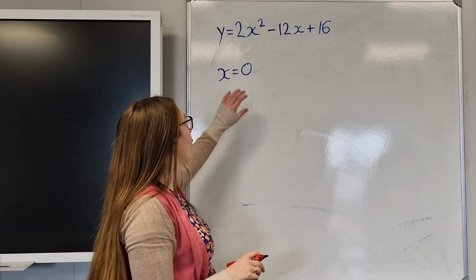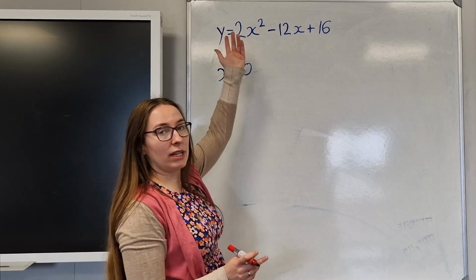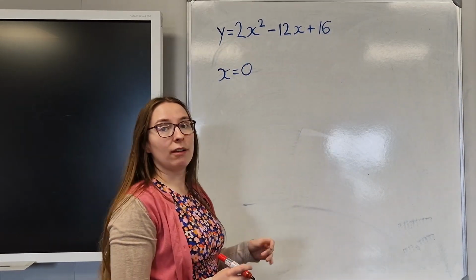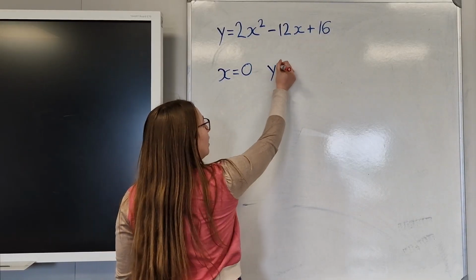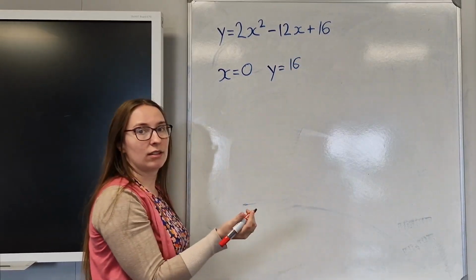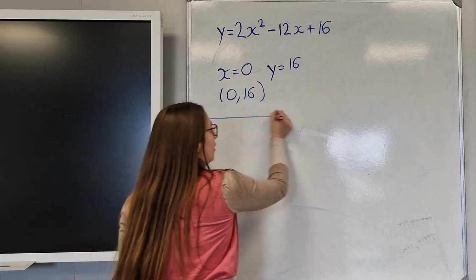0. So if we plug x equals 0 into this equation, we're going to get 0 squared, which is 0, 12 times 0, which is 0. So we're just going to be left with y equals 16. So a coordinate of (0, 16).